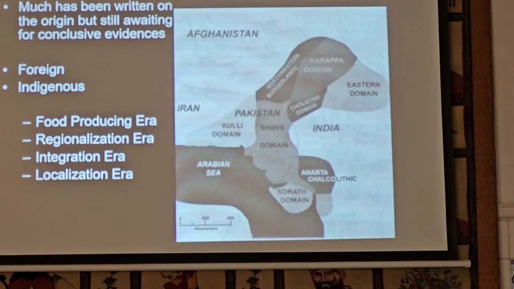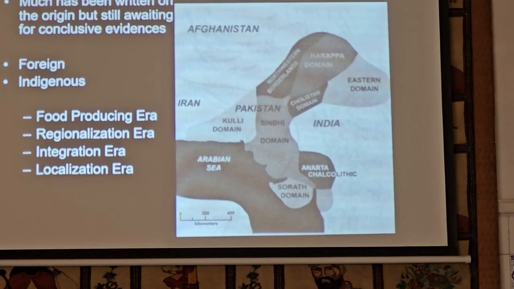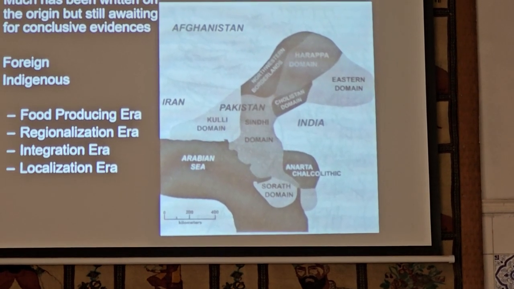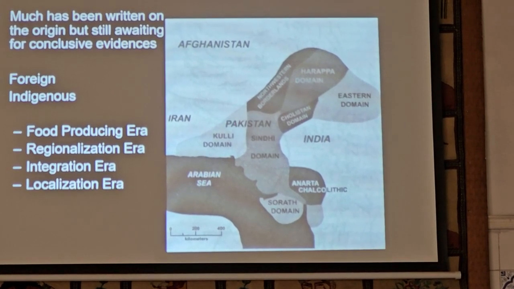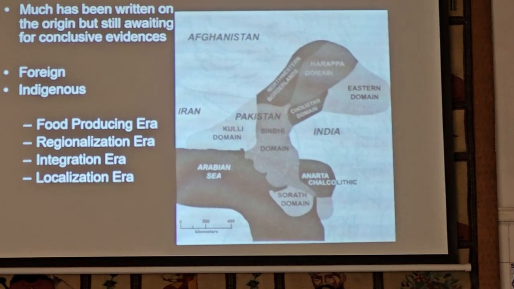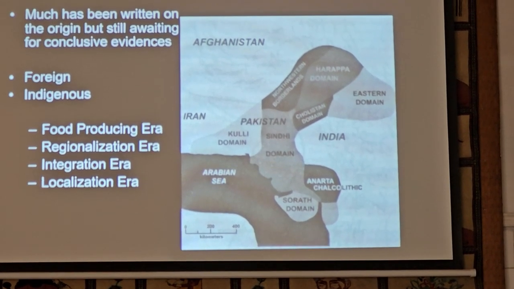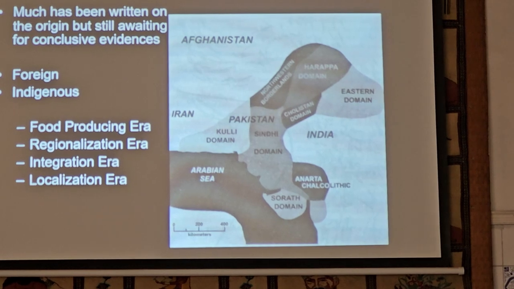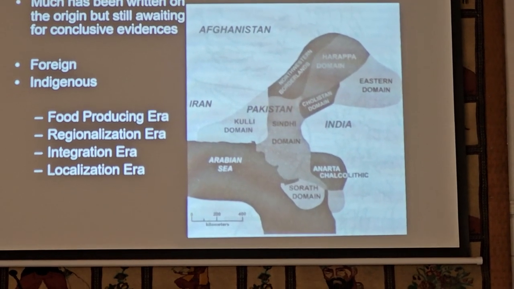The Scythians came from Central Asia. The Parthians came from Western Asia. The Kushans came from Central Asia. Even the Turks came from outside, right? The Mughals came from outside. The Aryans came from outside, right? The Muslims came from outside. Mahmud of Ghazna came from outside, right? So it is a well-established fact that most of the people in South Asia are intruders from outside, right?